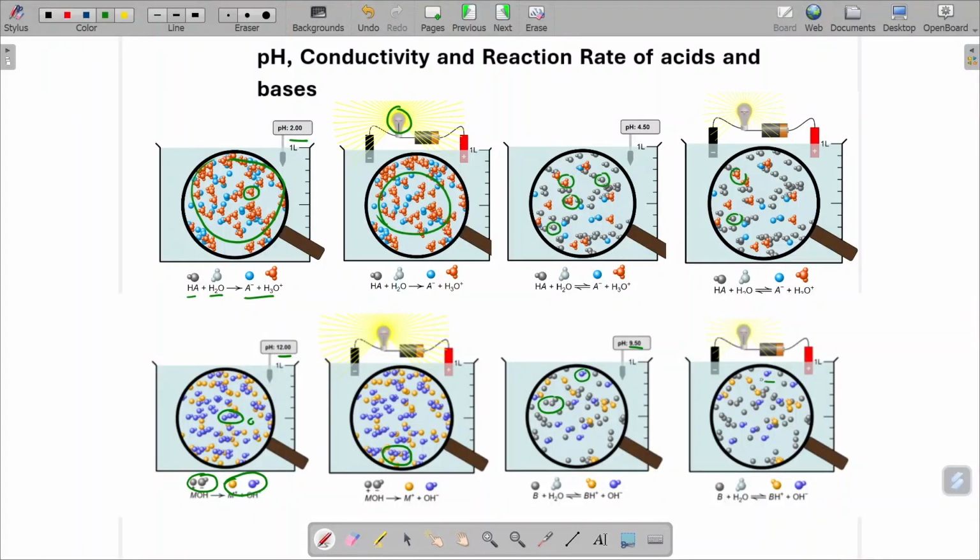In the same way, fewer ions are available as charge carriers, and therefore the conductivity of a weak base would be lower than that of a strong base for the same concentration. And in terms of the reaction rate of a weak base, fewer particles that can react mean fewer effective collisions, and therefore a lower reaction rate.